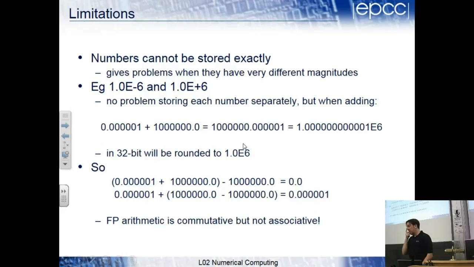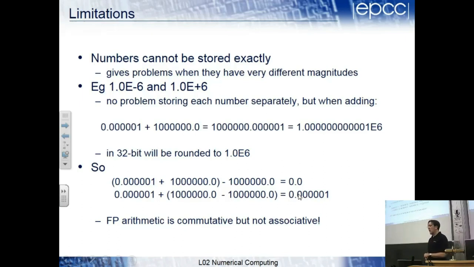An extreme example is if I add a millionth to a million in 32 bits, that's rounded to a million. I subtract a million, I get zero. If I do it in the other order, a millionth plus, in brackets, a million minus a million, this is exactly zero, so I get a millionth. That's an extreme example, but it does mean the answer you get depends on the order you add things up, and that may or may not give you cause for concern, but you need to be aware that is the case.